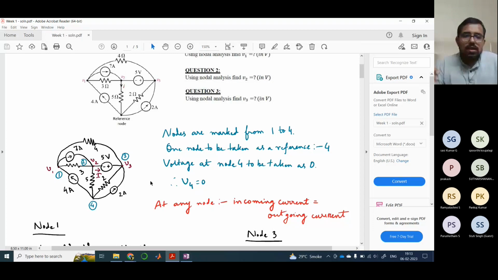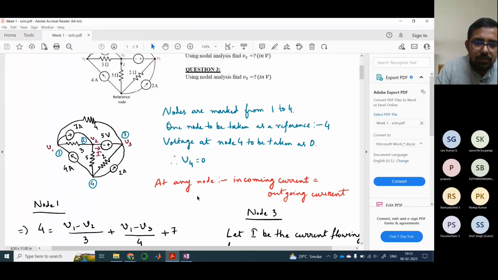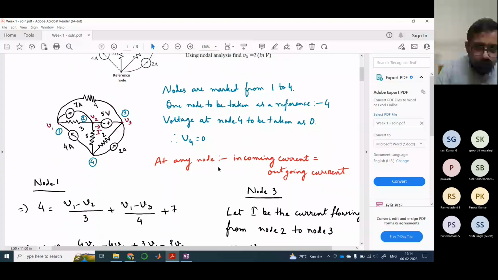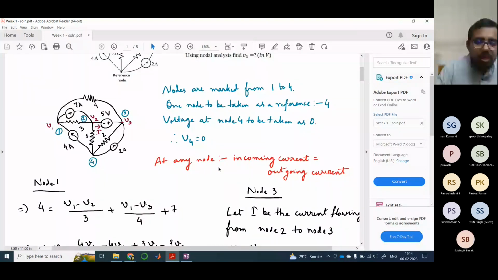As I have told you, in nodal analysis, the voltage at one of the nodes you have to take as 0. That is grounded, so you ground the system, right? That is why the voltage at node 4 is taken to be 0, and therefore we can write that V4 equals 0. So this is simple. Now, we know that at any node, incoming current would be equal to outgoing current. The current that is entering a particular node would be equal to the current that is leaving the node.